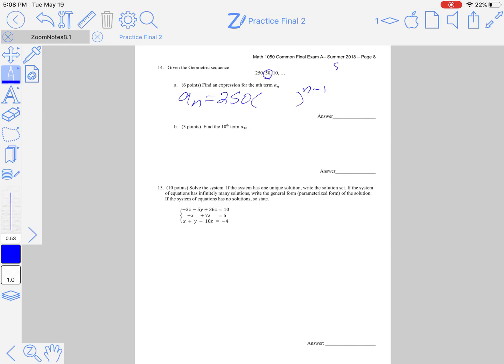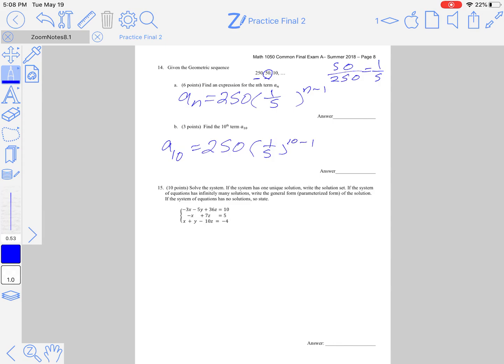Well, you take the second term, 50, divided by the first term, 250. So 50 goes into 250 1/5 times. So that's a 1/5. So there's your equation for any nth term. It says now find the 10th term. So a sub 10 would equal 250 times 1/5 to the 10 minus 1, which actually, 10 minus 1 is 9.